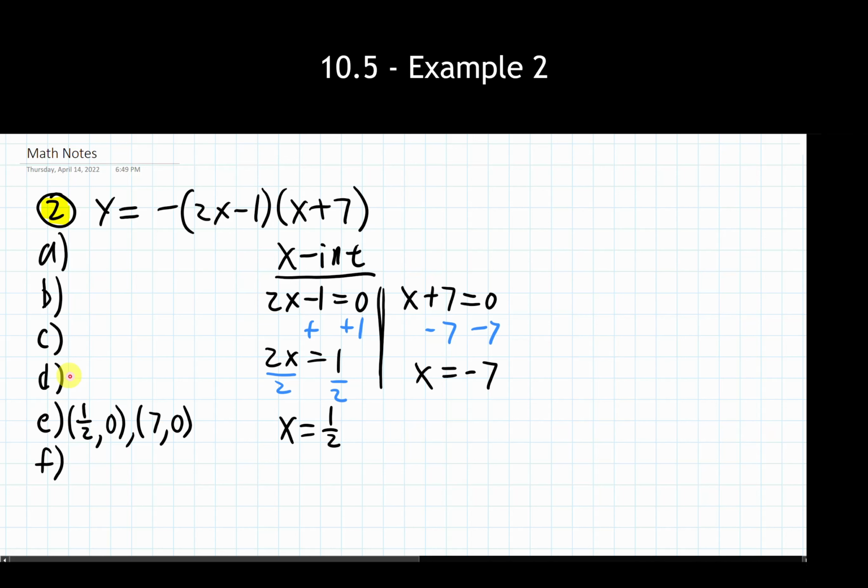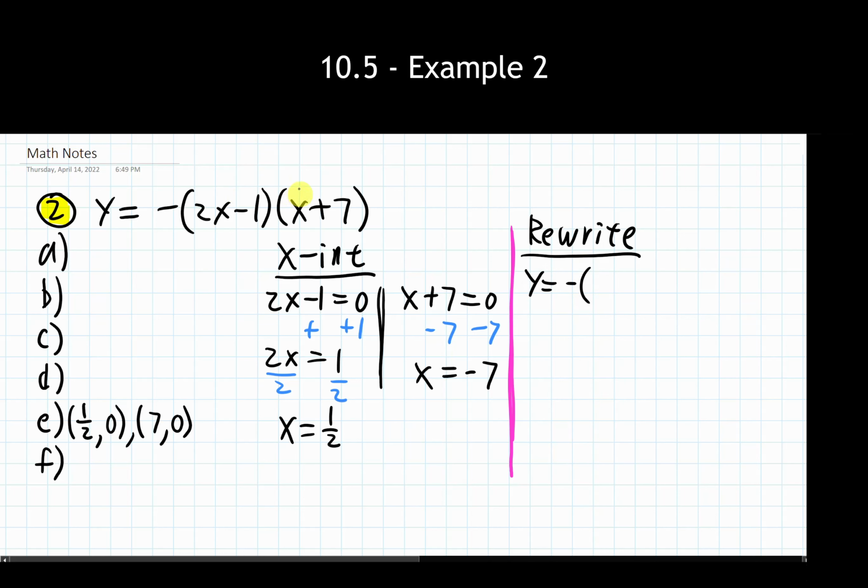We'll use pink here to highlight we're doing something different, or to separate some of our work out. So over here, I'm just going to rewrite this and use the distributive property and multiply all of this together. Following that, I would have 2x times x, which gives me 2x squared. I have 2x times 7, which gives me 14x. I have -1 times x, which gives me minus x. And I have -1 times 7, which gives me -7.